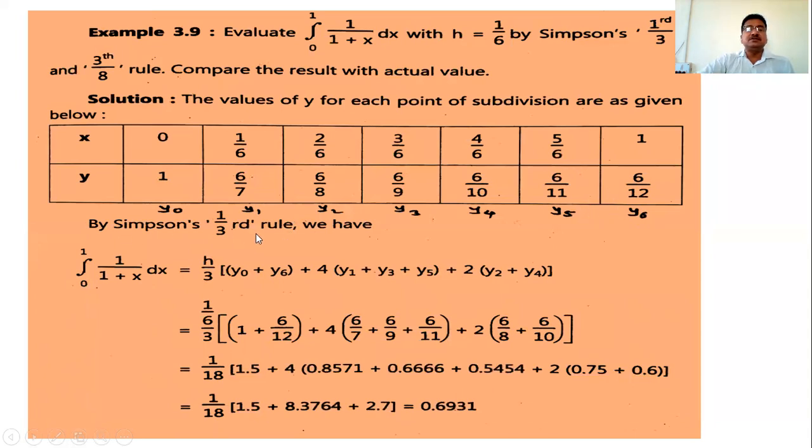And then by Simpson's 1/3 rule, first we are going to solve the example by using Simpson's 1/3 rule. So integration 0 to 1, 1 by 1 plus x dx is equal to h by 3 in bracket first value plus last value, y0 plus y6, plus 4 times odd suffix plus 2 times even suffix, except first and last. And then substitute the values, we get this answer 0.6931. So this is by using Simpson's 1/3 rule.